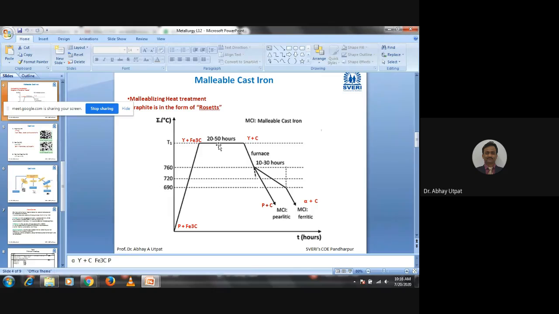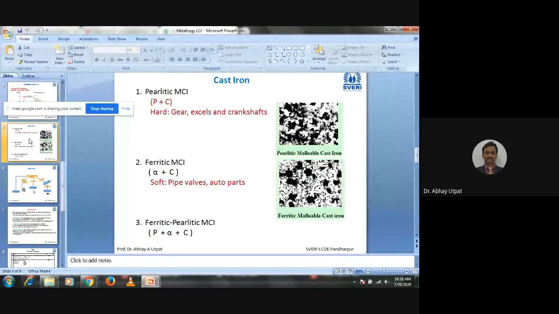Now the white cast iron is studied on the iron carbide diagram, whereas grey cast iron is studied on the iron graphite diagram. That part I also told you. So these are the microstructures of malleable cast iron, converted from white cast iron by malleabilizing heat treatment. I will repeat the statement once again. Grey cast iron is converted into nodular cast iron by melting and pouring, whereas white cast iron is converted into malleable cast iron by heat treatment.